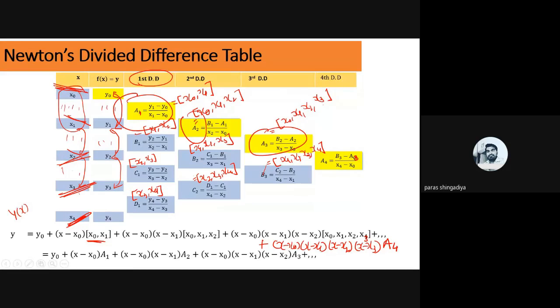First we'll prepare this table, that is the important part. Okay, ये table important है, बाकी formula तो easy है. ठीक है? How we can predict the first divided difference, how we can predict the second one, how we can predict the third one, and how we can predict the fourth. ठीक है?